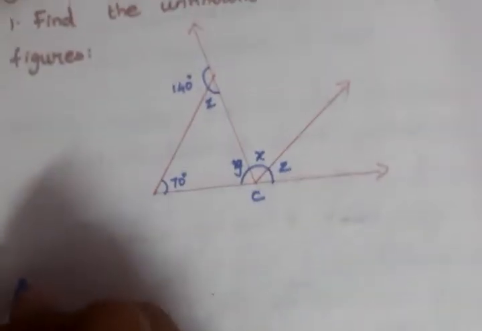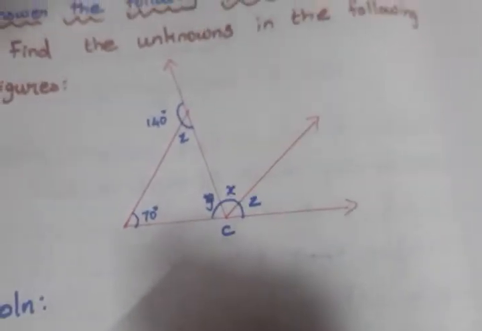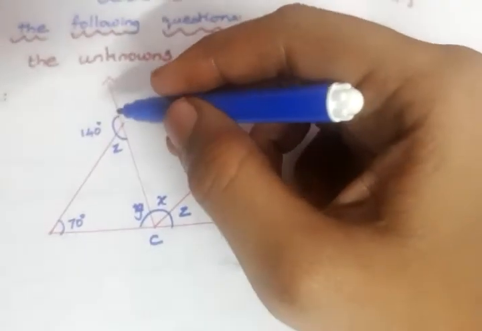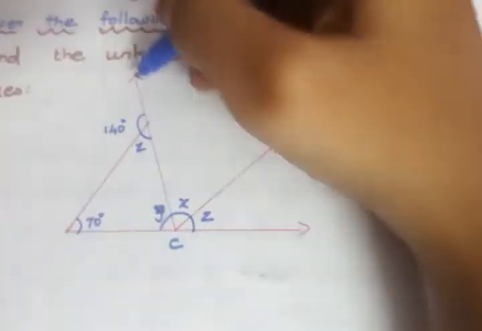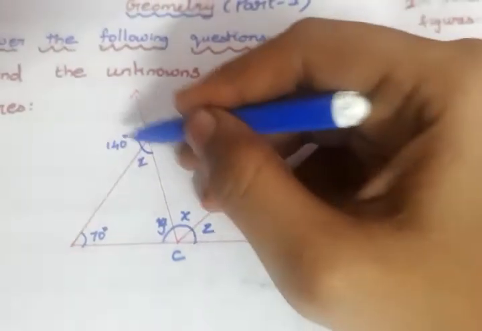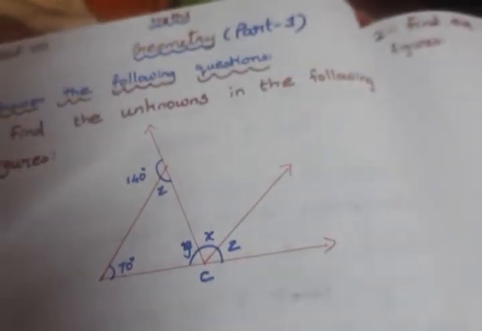Okay. So solutions. Already we studied the geometry. So first, complementary angles. Find the value of z. First we find the value of z. This one is adjacent angles. So adjacent angles: sum of the adjacent angles value is 180 degree.